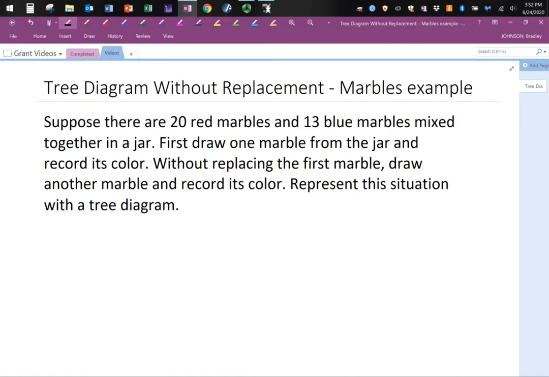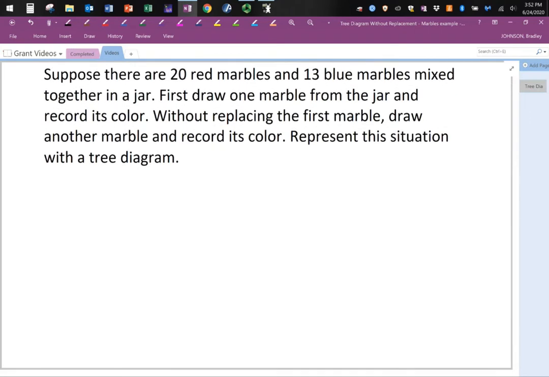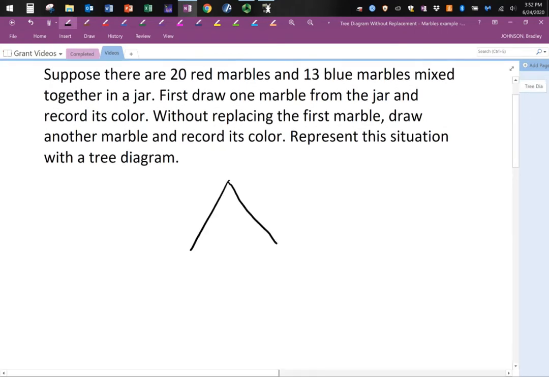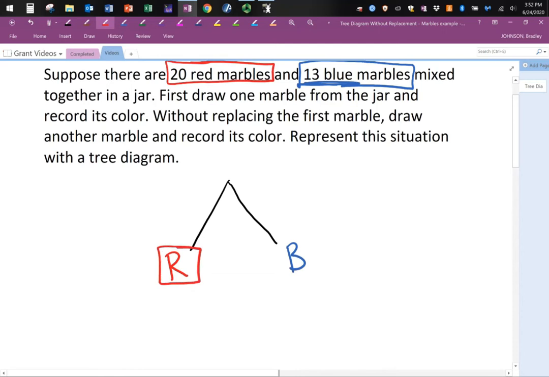Okay, so with a tree diagram, we can draw these branches. I'm going to make two branches here. One of the branches I will mark as red, and the other I will mark as blue. That's because we have 13 blue marbles in one path and 20 red marbles in the other path. So we have this red path and then a blue path down these branches.